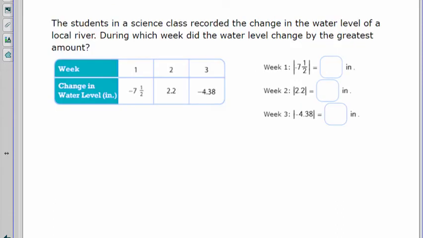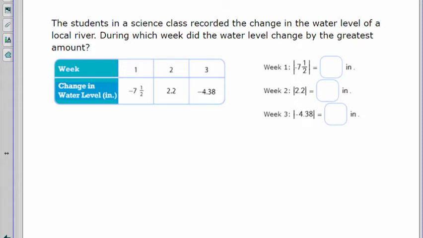Okay, so now we have a problem that you're going to try. It says the students in a science class recorded the change in the water level of a local river, and during which week did the water level change by the greatest amount? And so it looks like it dropped 7.5 feet in week 1. Looks like it went up 2 2/10 in week 2. And it looks like it dropped 4 3/8 in week 3.